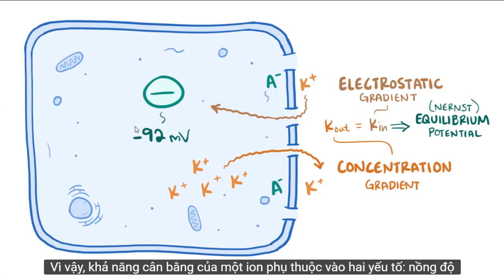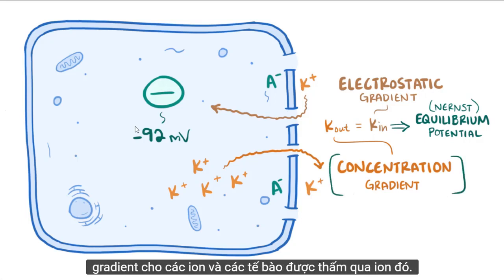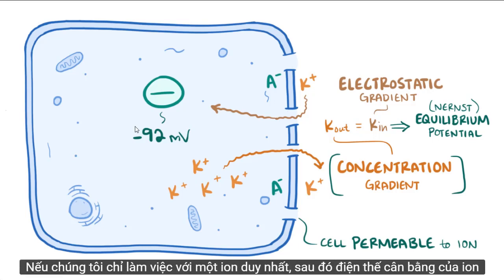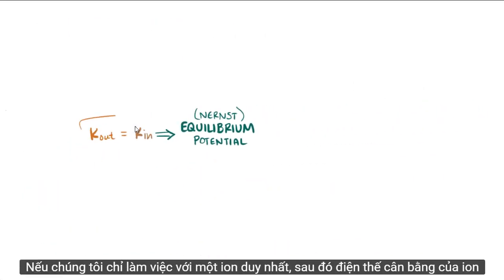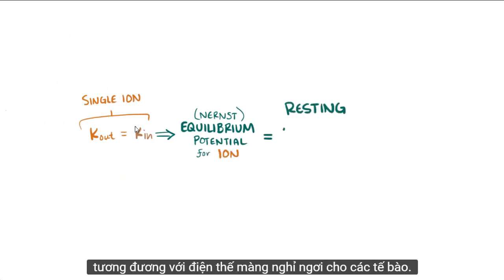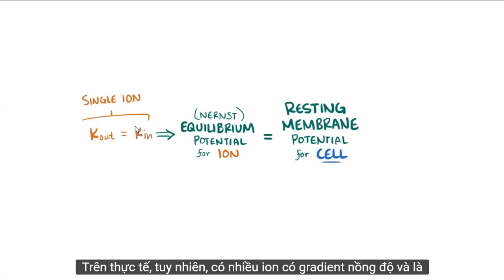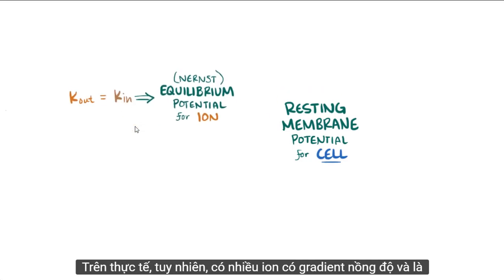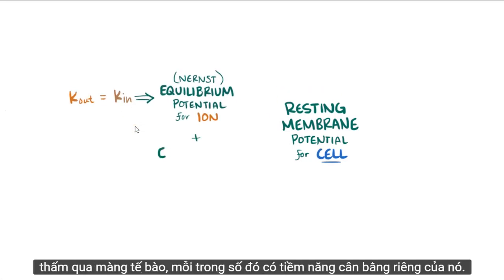So the equilibrium potential of an ion is dependent on two things: the concentration gradient for that ion and the cell being permeable to that ion. If we're only dealing with one single ion, then the equilibrium potential for the ion equals the resting membrane potential for the entire cell. In reality, though, there are multiple ions that have concentration gradients that are permeable across the cell membrane, each of which has its own equilibrium potential.